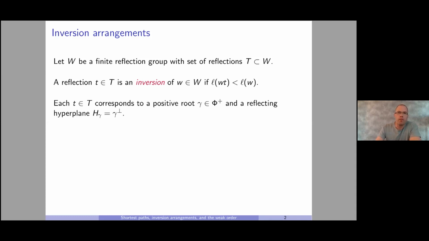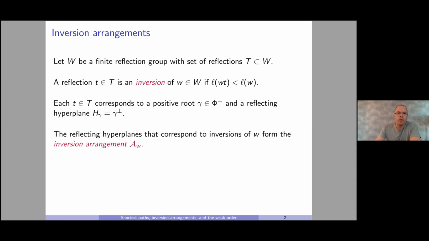And all the reflections correspond to the positive roots once we have chosen the root system and the choice of positive roots. And the reflecting hyperplane is the orthogonal complement of the corresponding root. So if you then take all the reflecting hyperplanes that correspond to the inversions of our chosen element, we get what is known as the inversion arrangement. And I will denote this by this curly A subscript W.